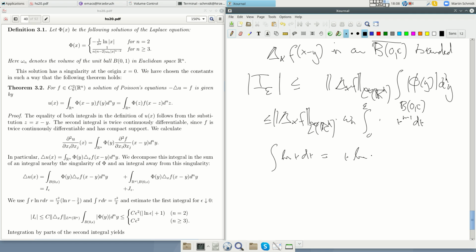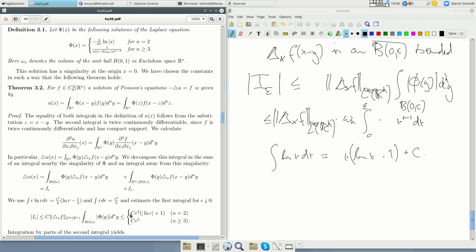Okay, this is r times ln r minus 1, plus some constant. Now, since we evaluate the absolute value, we get this. For this integral here, we can estimate it in this way. So you see, it goes to 0 if epsilon goes to 0. It clearly goes to 0 if epsilon goes to 0.